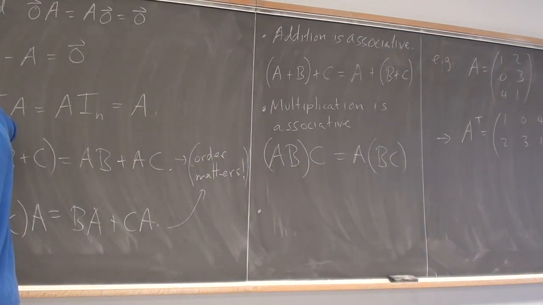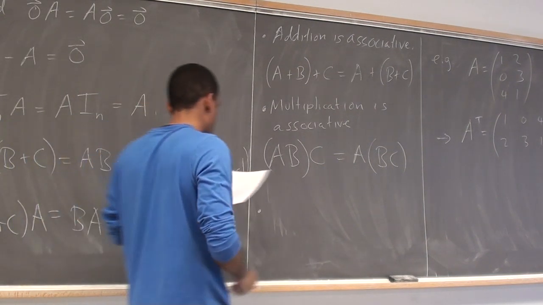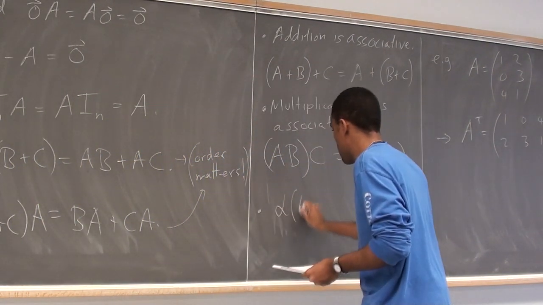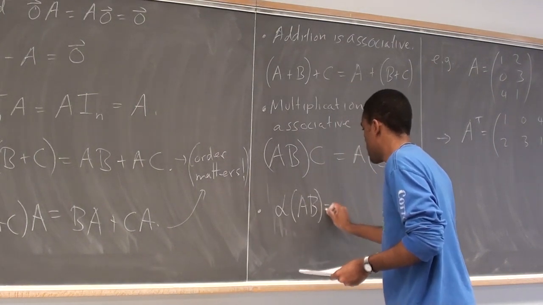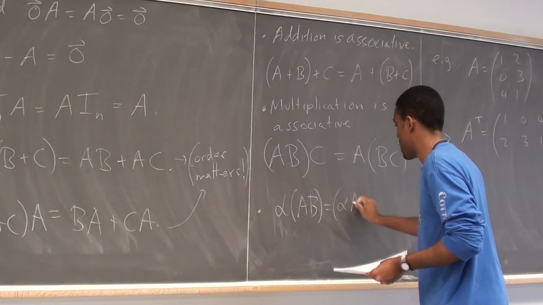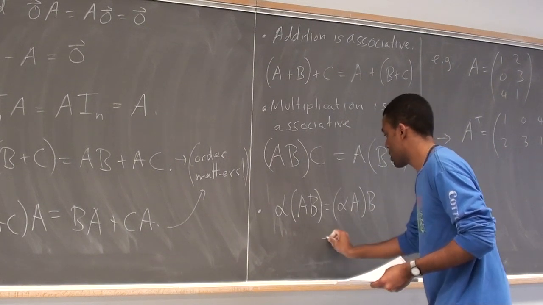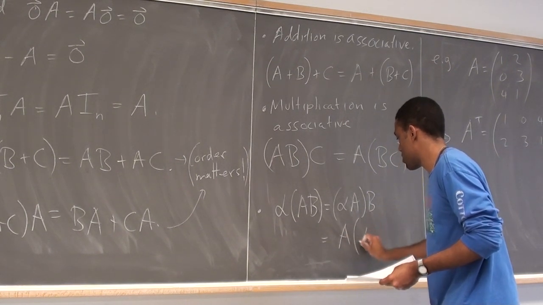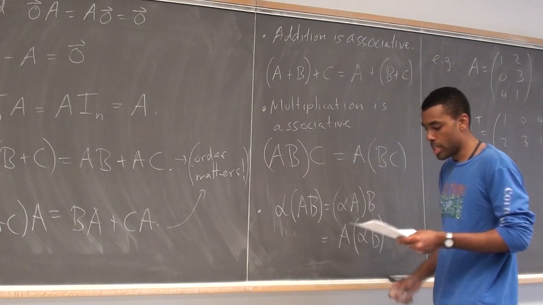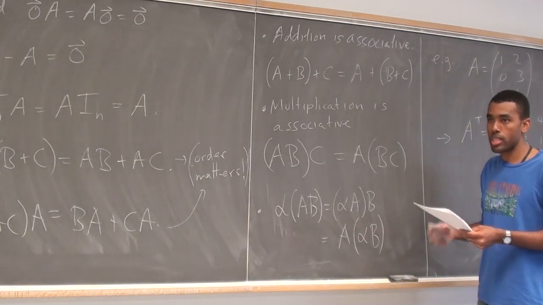I'm going to introduce alpha as a scalar number, which you can just think of as a real number. Alpha times AB is the same as alpha A times B, or you can think of it as A times alpha B. So you can choose which matrix you want to multiply the scalar by first.